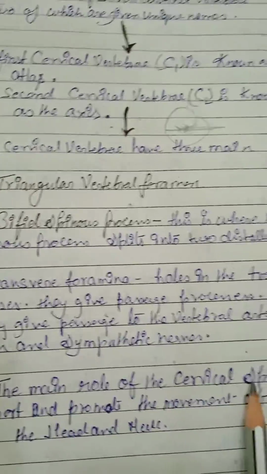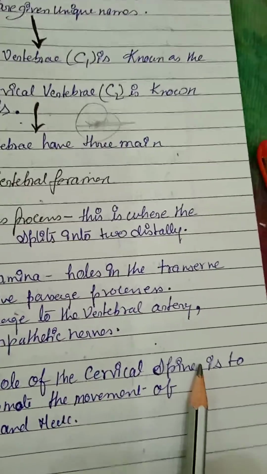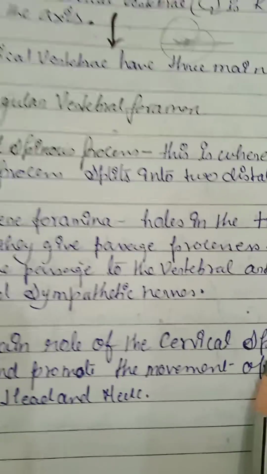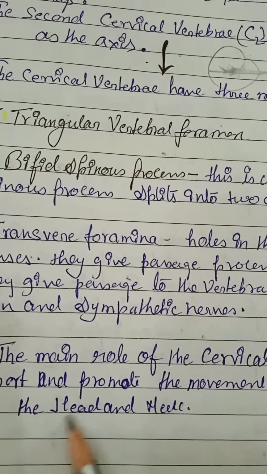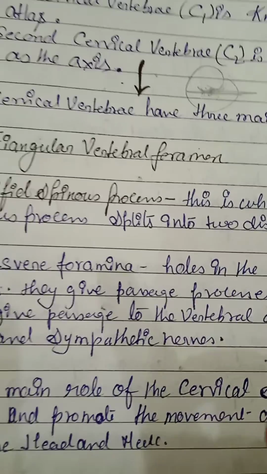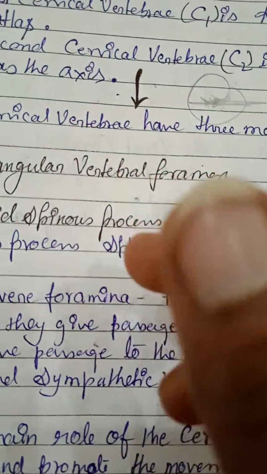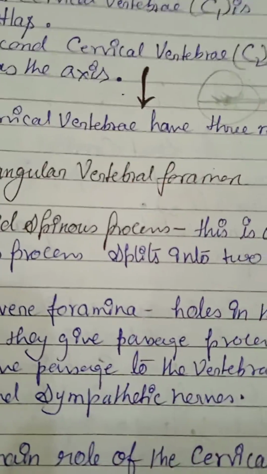The main role of the cervical spine is to support and promote nerve movement. The head and neck both are supported, and it helps in the rotation movement of the neck and head.